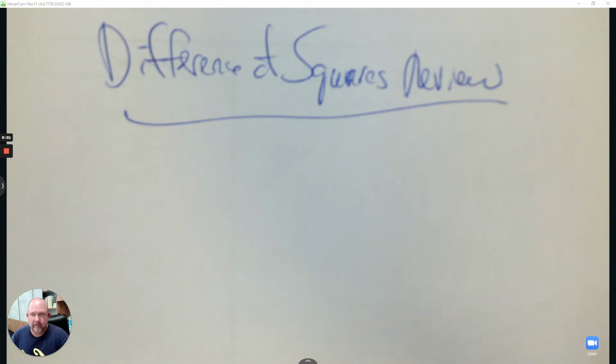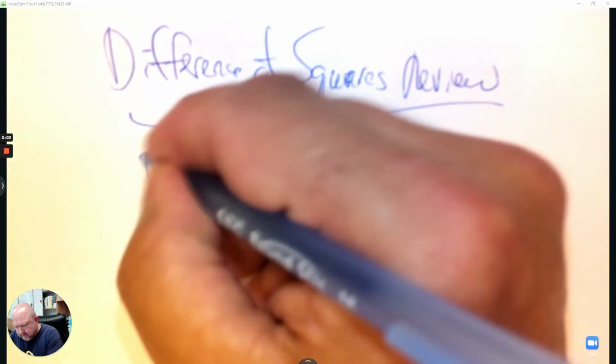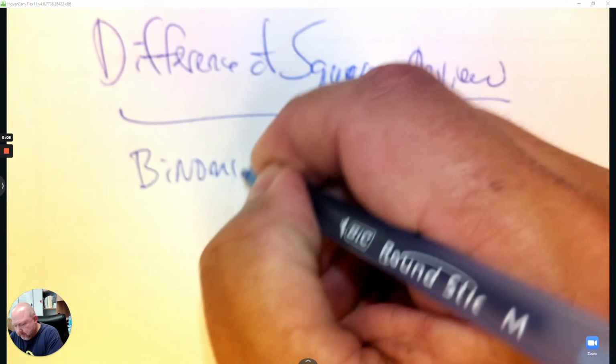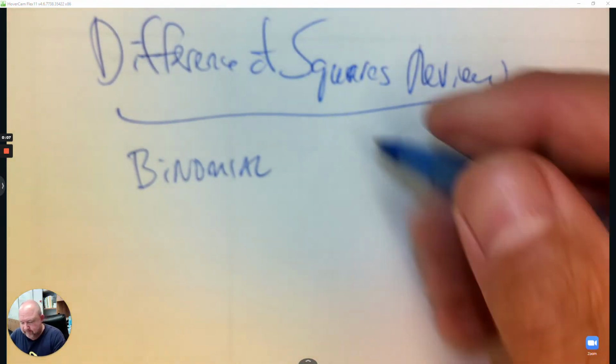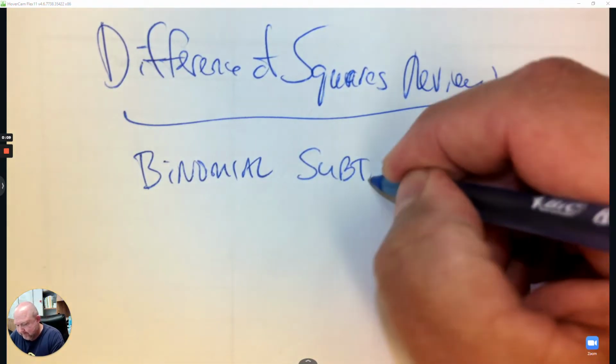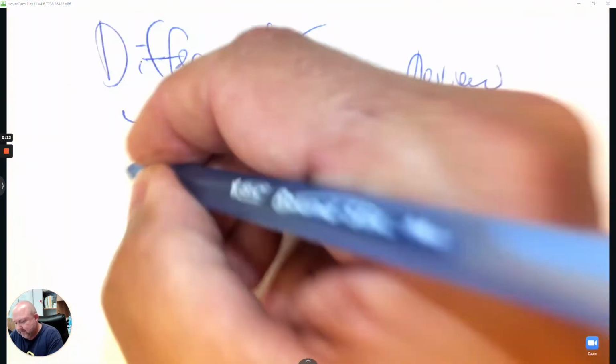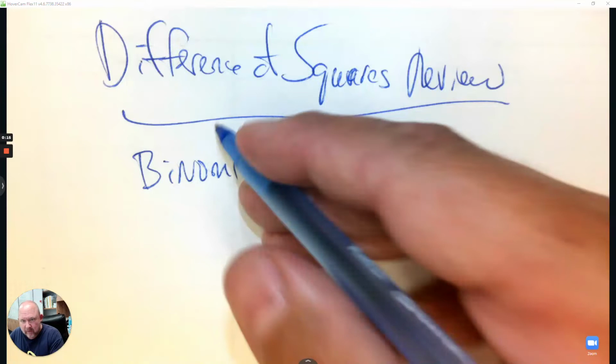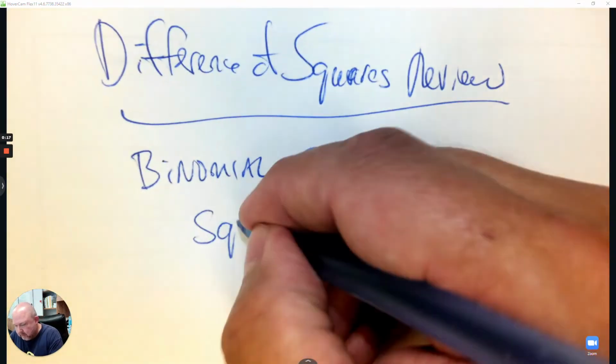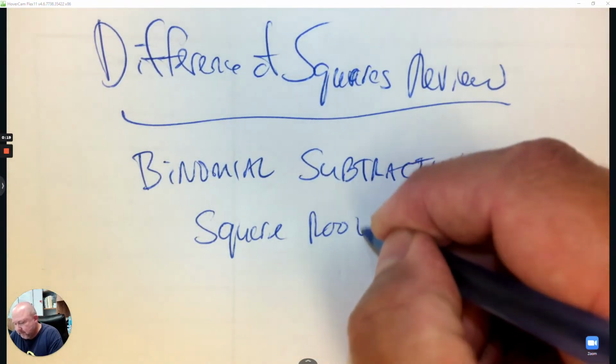All right, quick review on a difference of squares. We need to know it's a binomial, which means there's two terms. It must be subtracting. And those are the two things I'm looking for, if I can spell it. And then the next word is, once that's true, we are going to square root each term.